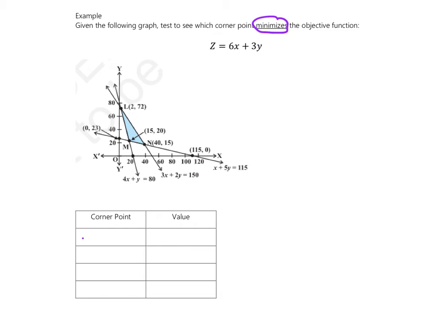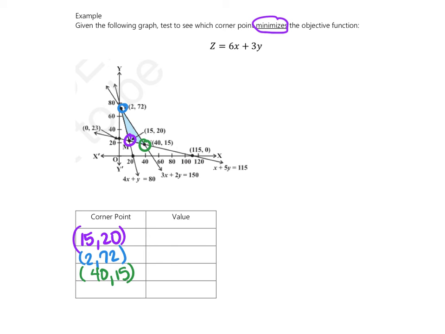So I'm interested in the point 15, 20, the point 2, 72, and the point 40, 15. So these points are the ones that define the feasible region. There are additional points, but we only care about the ones that define the feasible region.